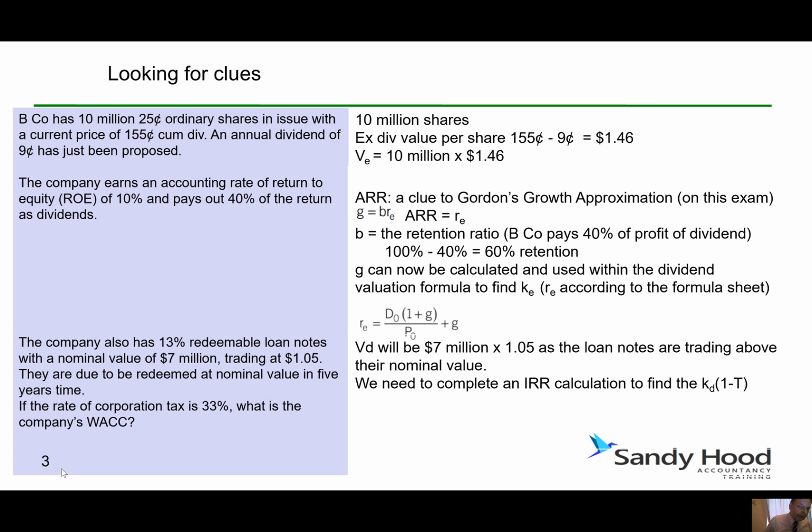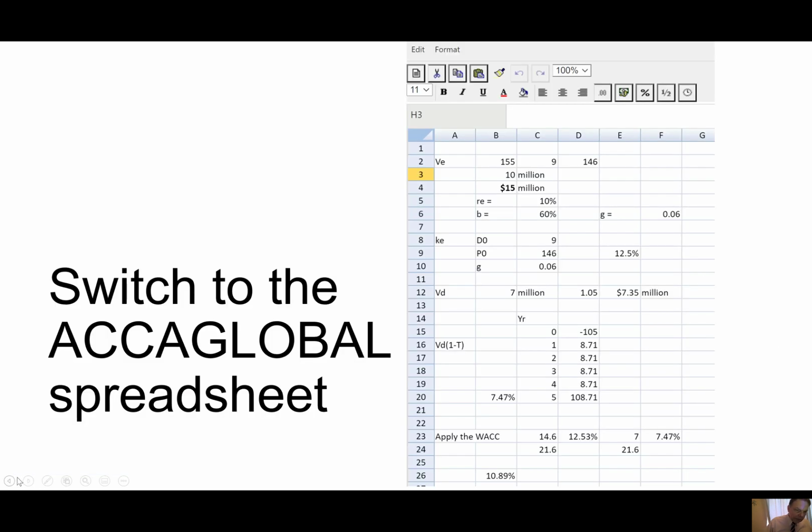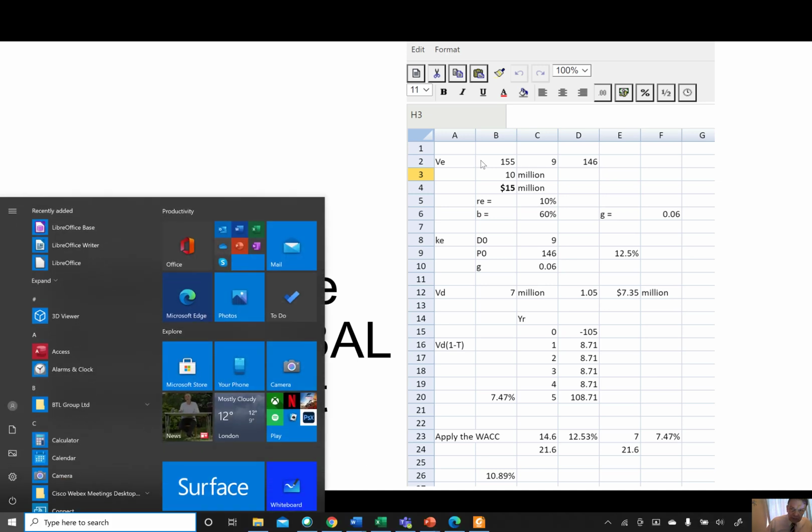Then further down the page, I've got the company has 13% redeemable loan notes. These have a nominal value of 7 million. They're trading above that, so we would multiply the 7 million by 1.05 to give us a value of debt. And we would need to complete an IRR calculation to find the cost of debt. Okay, so from here, we can switch to my ACCA Global spreadsheet, and from there, we can see what's going on.